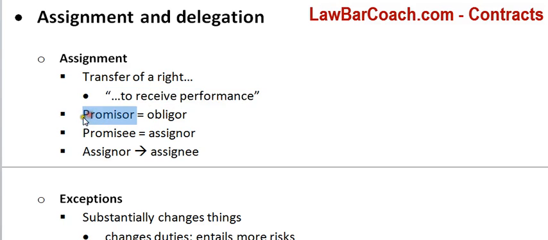Here's the terminology. The promisor is the person who does the promise. The promisee is the person who benefits from the promise. But now we add this. The promisee assigns the promise. He's the assignor, and he assigns that to the assignee.